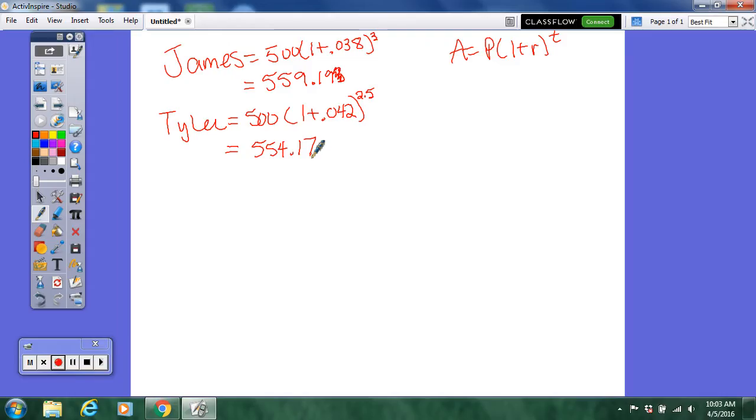So the first question, who has more money? Which is going to be James. And then it says by how much, so you subtract 559.19 minus 554.17, and that's where the 5.02 comes from. So James has more, and he has $5.02 more. So even though they started out with the same amount, Tyler got the higher interest rate, but he did it for a shorter amount of time.